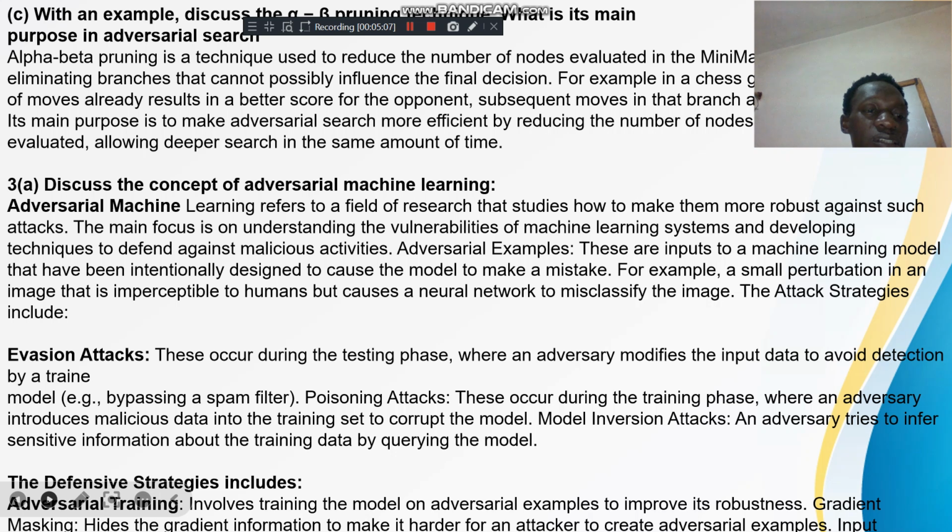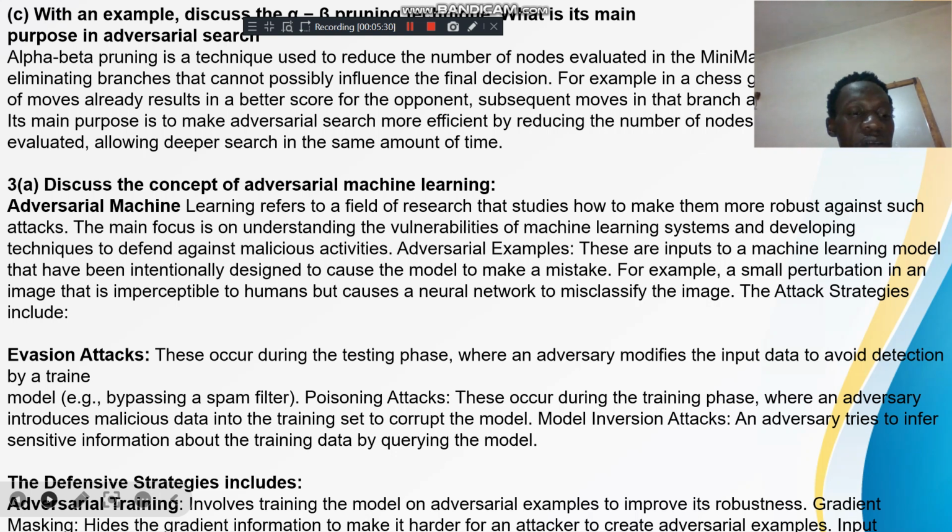The attack strategies include evasion attacks. These occur during the testing phase where an adversary modifies the input data to avoid detection by a trained model, for example passing a spam filter. Poisoning attacks. These occur during the training phase where an adversary introduces malicious data into the training data to corrupt the model. Then model inversion attacks.